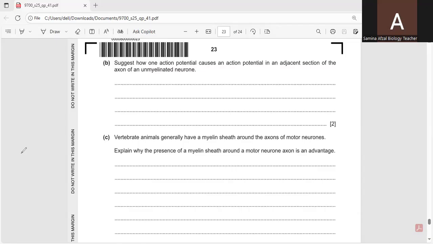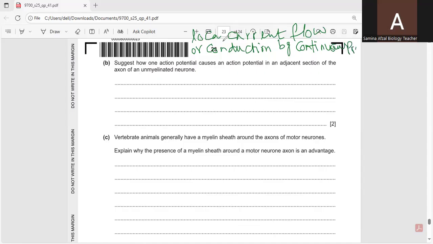So this process is called local current flow or conduction by continuous propagation. So how does this take place? First of all, there will be depolarization.